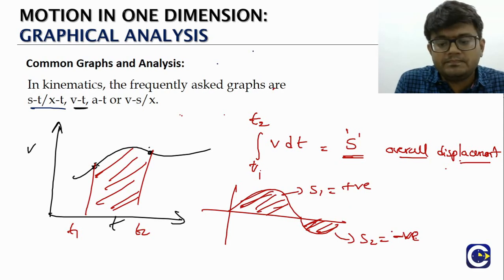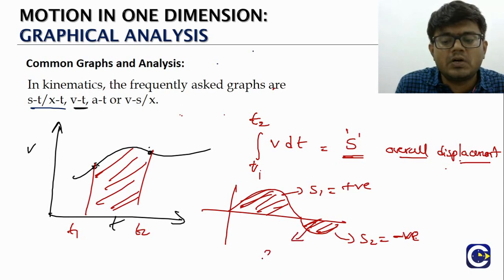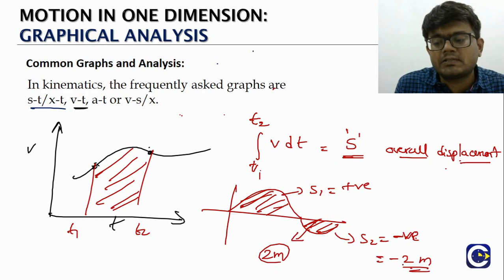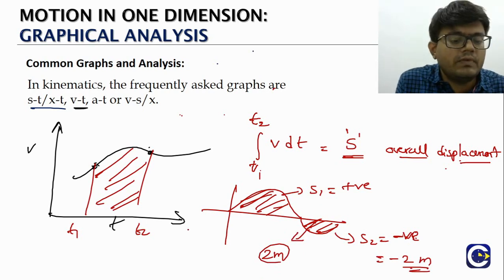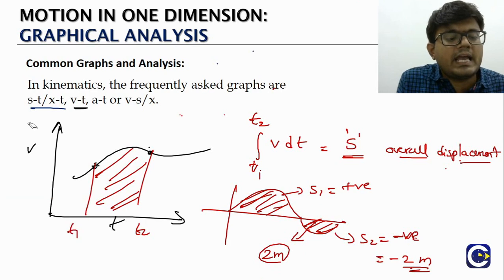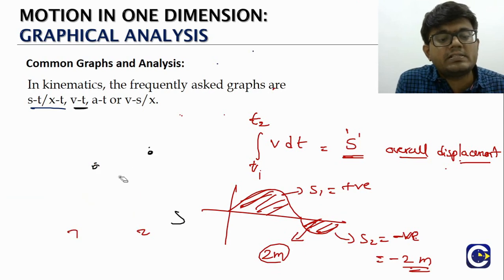Negative. Okay. Whatever the area value, let's say in this case the area is coming as 2 meters. So the S2 value will be minus 2 meters, because as per the convention, whenever it is going below we have to take it as negative. So this is about the area analysis on the velocity time graph.